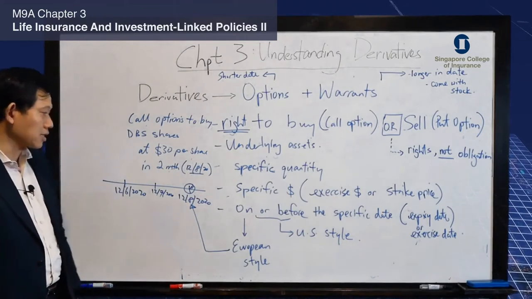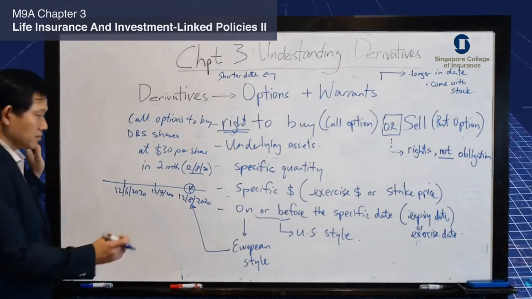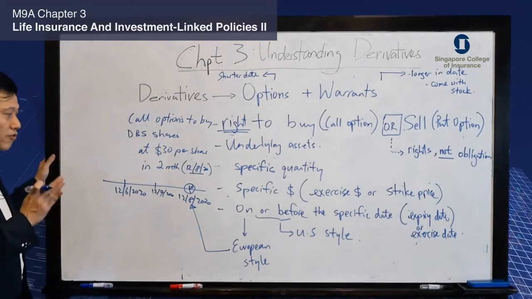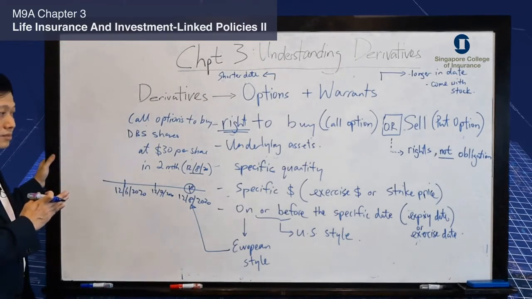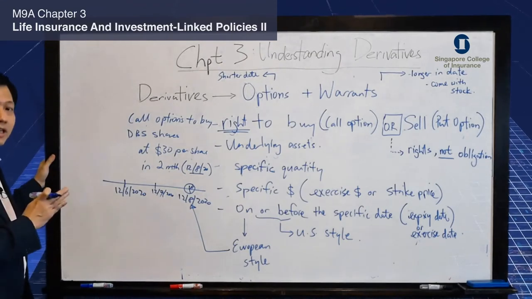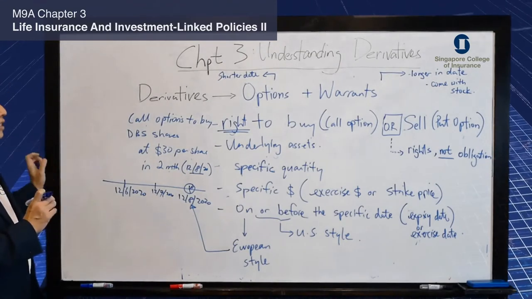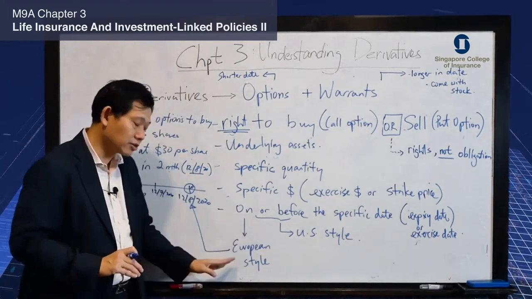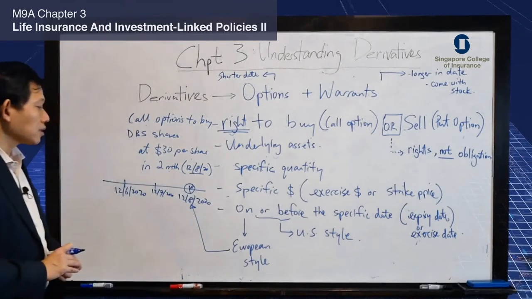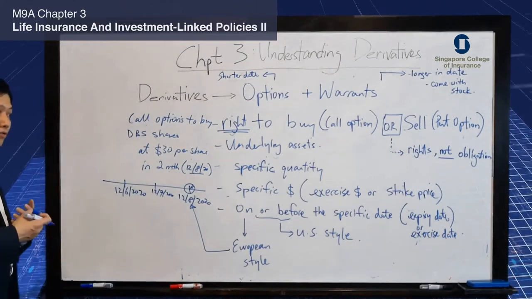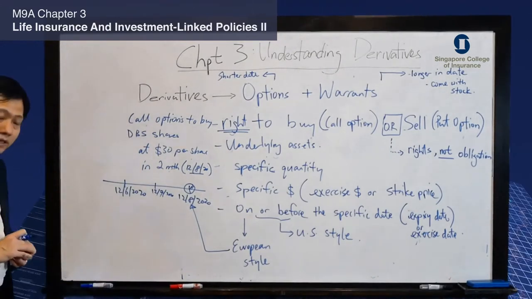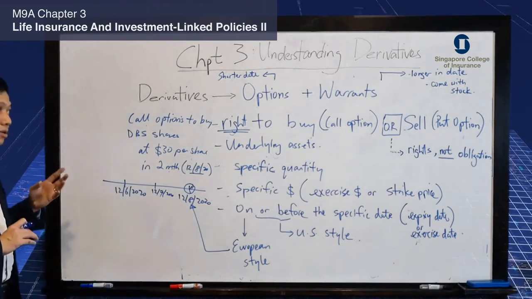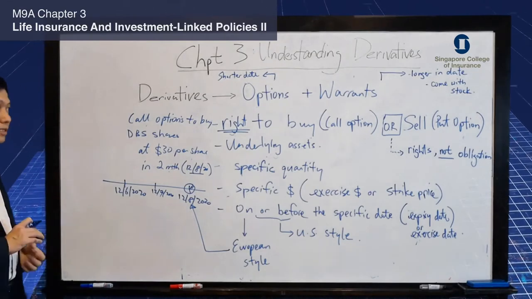If it's on the European style, you can't. You can only exercise over here. Therefore, you can see that the United States style is more flexible. Now, with flexibility, it comes with a price. Meaning to say that a call option, if it is on a United States style, it is more expensive than a European style. Right? Now, for the purpose of the book that you're studying for structured products, we are assuming your call option or your put option is the European style.